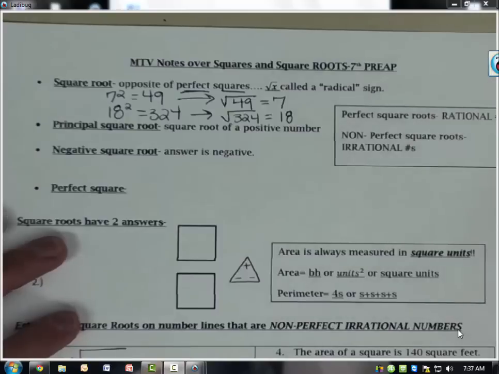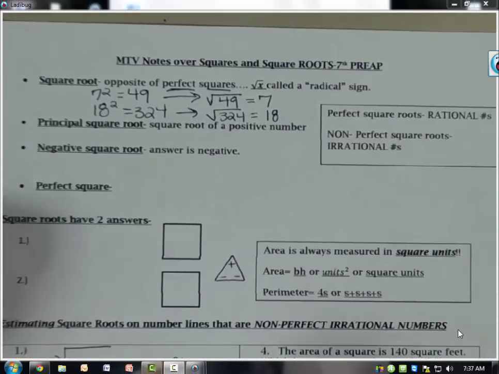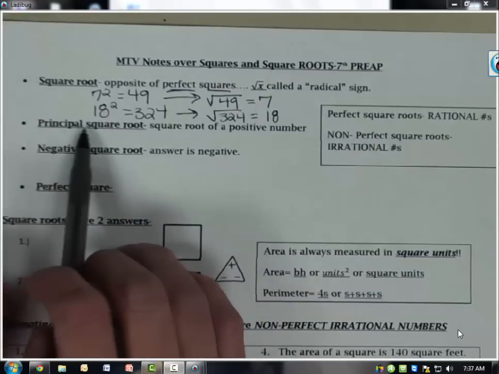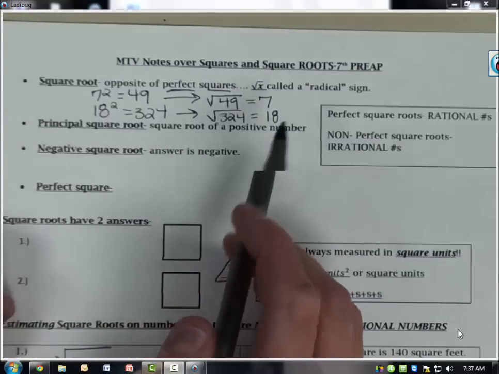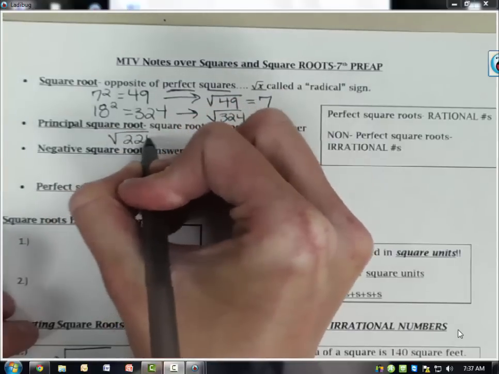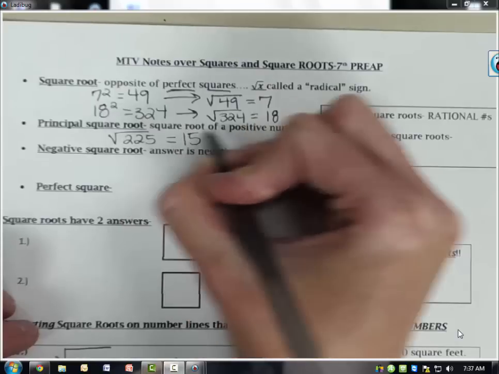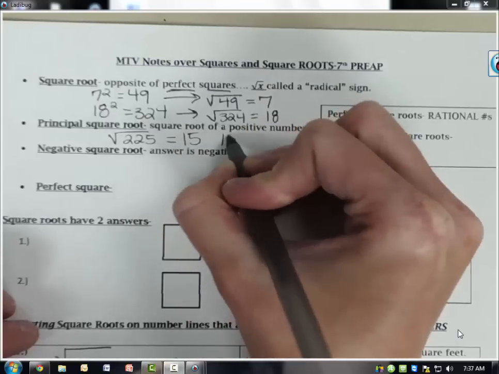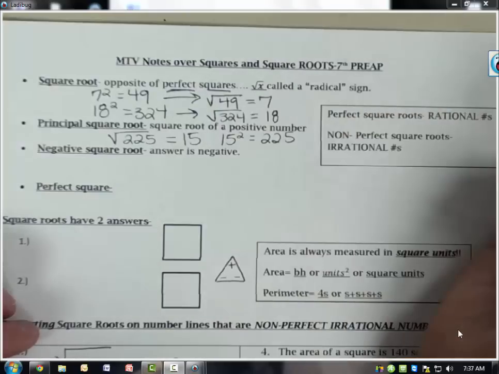Alrighty, so looking to the left, let's start with the left here. Okay, principal square root is a square root of a positive number. So if I have the square root of 225, positive, I'm going to come out with 15, or 15 squared equals 225. So that is a principal square root.